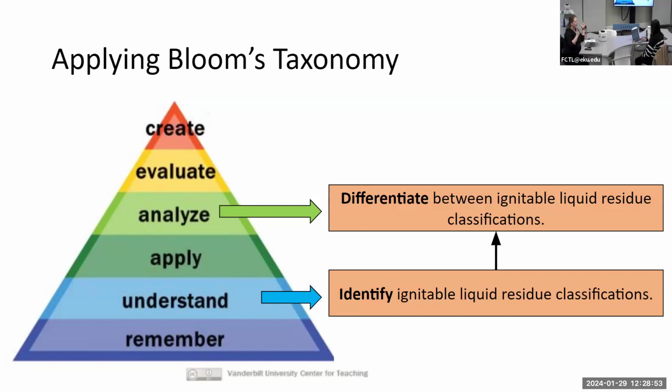In thinking about this, we want them to be able to take a piece of fire debris and identify if there's an ignitable liquid present. We also want them to differentiate between what class of ignitable liquid it is. Is it gasoline? Is it kerosene? Is it diesel? Is it lighter fluid? They're all going to be different chemically. So I've got two different learning objectives here for the same topic that represent different levels of Bloom's. I do want them to identify that there are different classifications, but I also want them to differentiate between these, and that differentiation is a little bit higher order thinking.